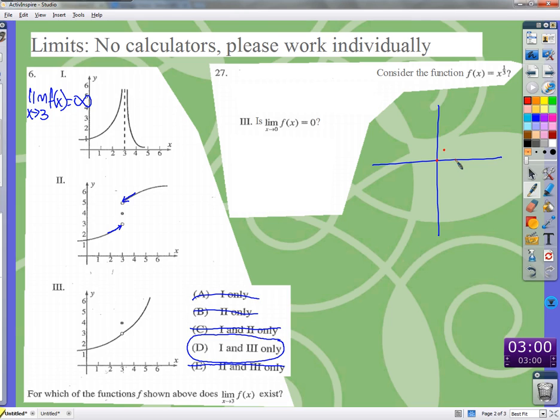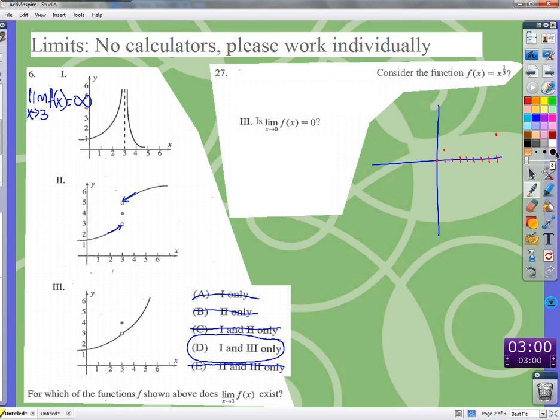9? Third root of 9? Does 9 have a nice third root? 8 does. So we'd have to go all the way up to 8 to get to 2. 27, that'd be way past the screen, right? And that would get us up to y equals 3. So it's not getting very big very fast.